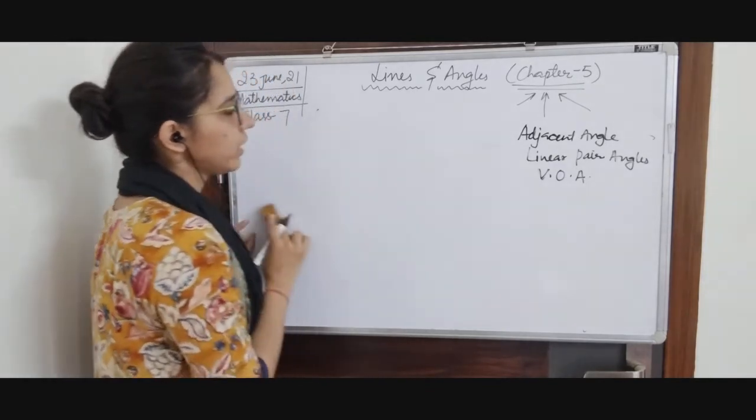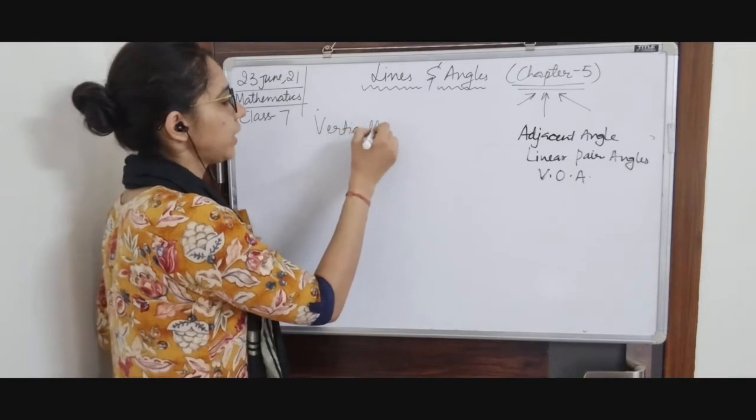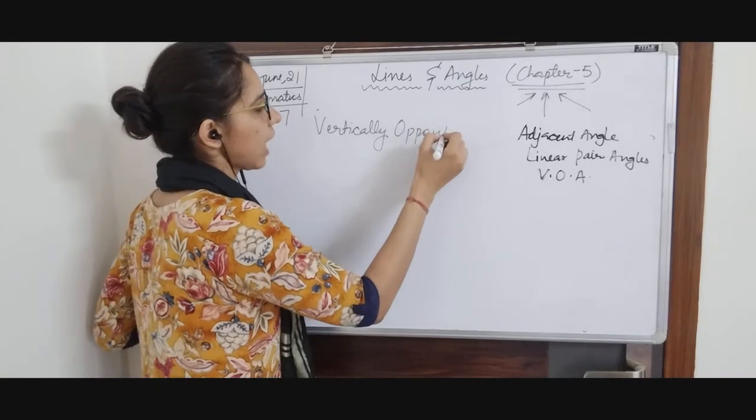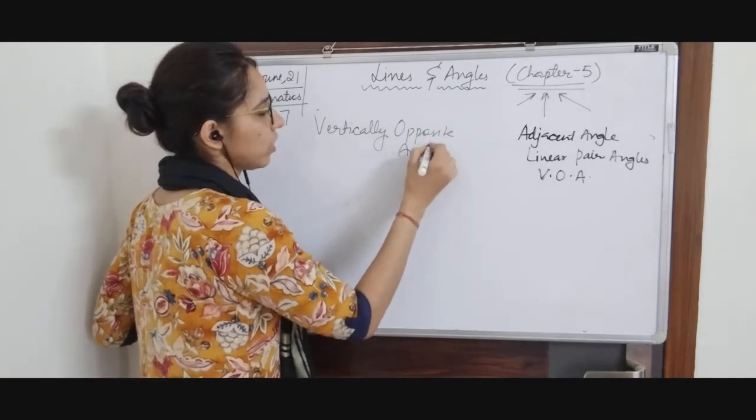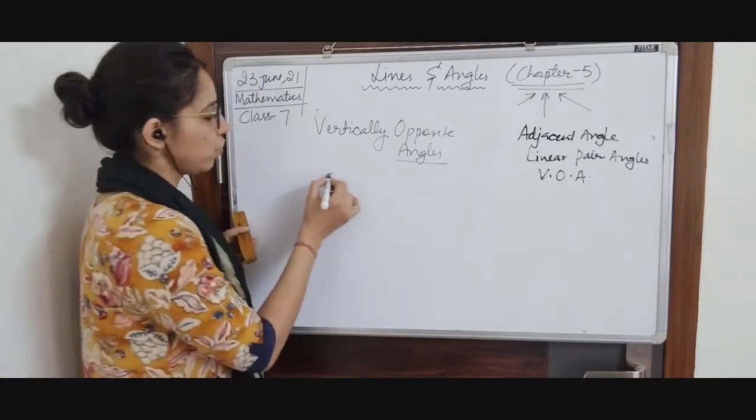Next is vertically opposite angles. How are vertically opposite angles formed and what relation do they have with each other? First we are going to check how they are formed. Suppose we have two lines.